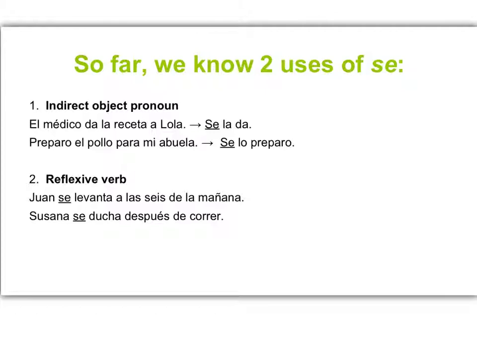And número dos, se can also be used as a reflexive verb, and this has actually been covered in Aventuras en capítulo 7, if you want to go back to it. Juan se levanta a las 6 de la mañana. Susana se ducha después de correr. In this type of use of se, it usually means self, like Juan gets himself up at 6 in the morning, and Susana showers herself after running.